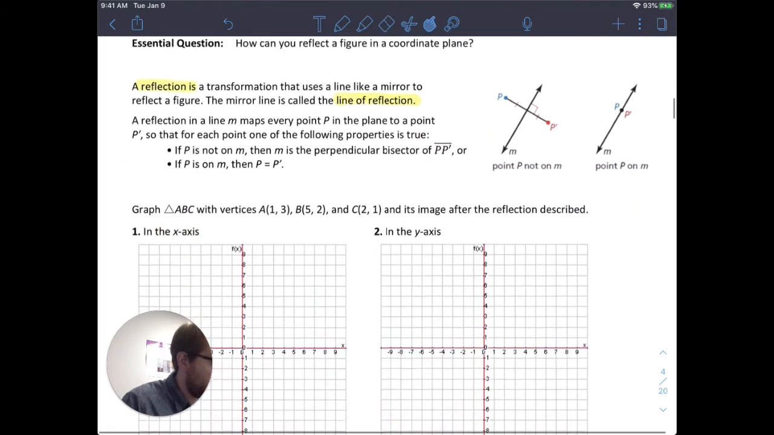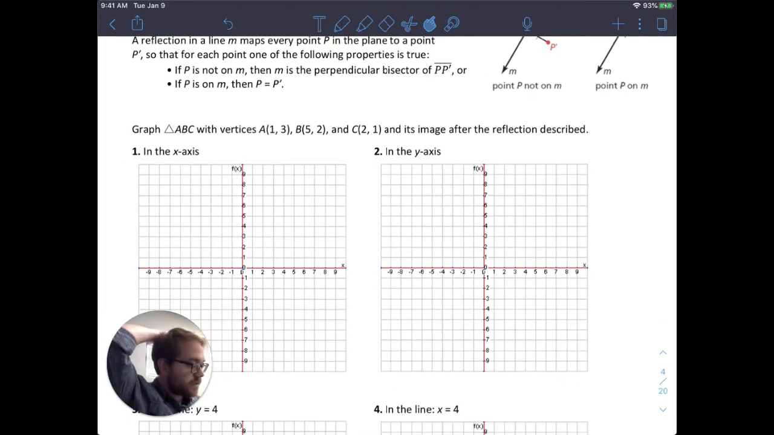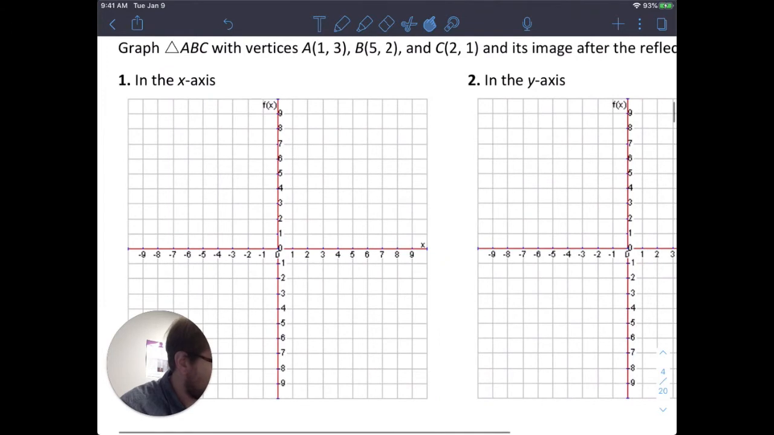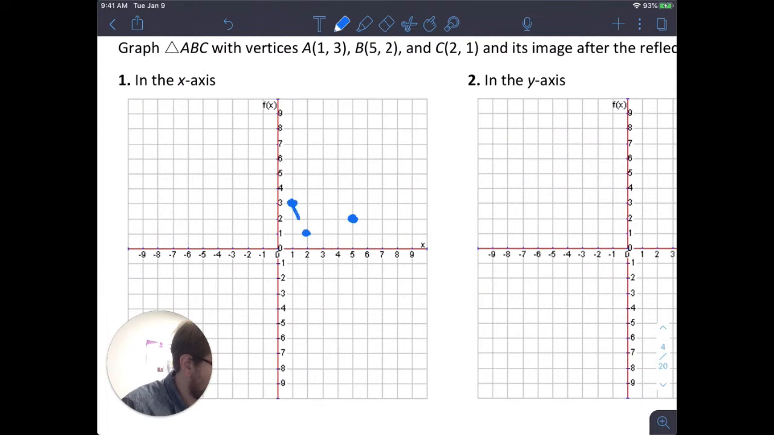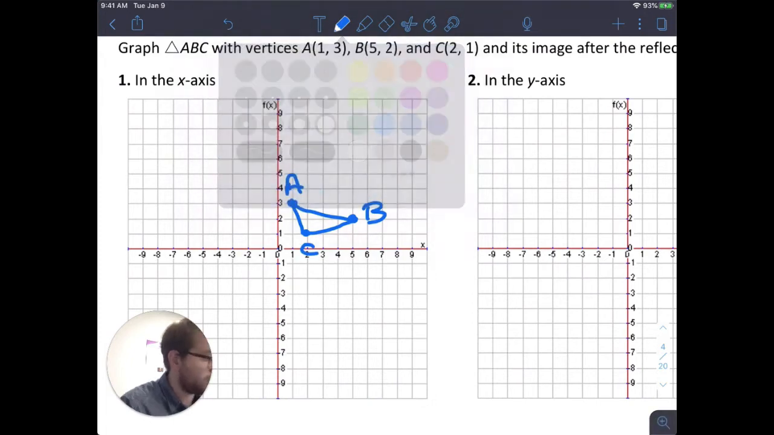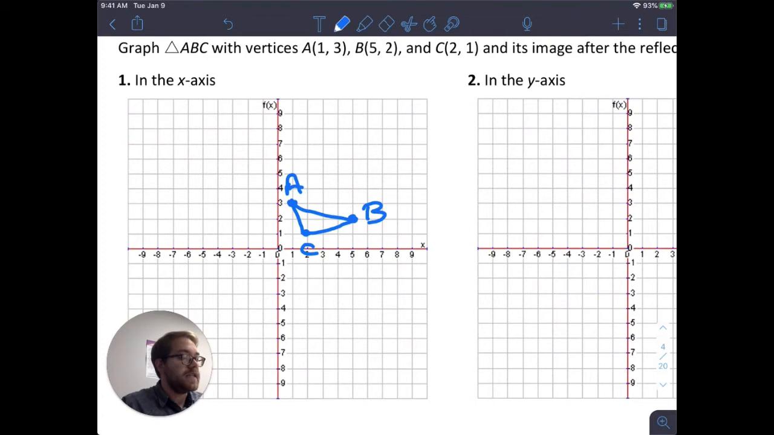Let's look at number 1 here. We have this triangle ABC with vertices A(1,3), B(5,2), and C(2,1). And we're going to reflect it in each of these different situations that we see here on 1 through 4. So let's start by graphing the triangle. A is at 1,3, B at 5,2, and C at 2,1. And we're going to reflect it in the x-axis.